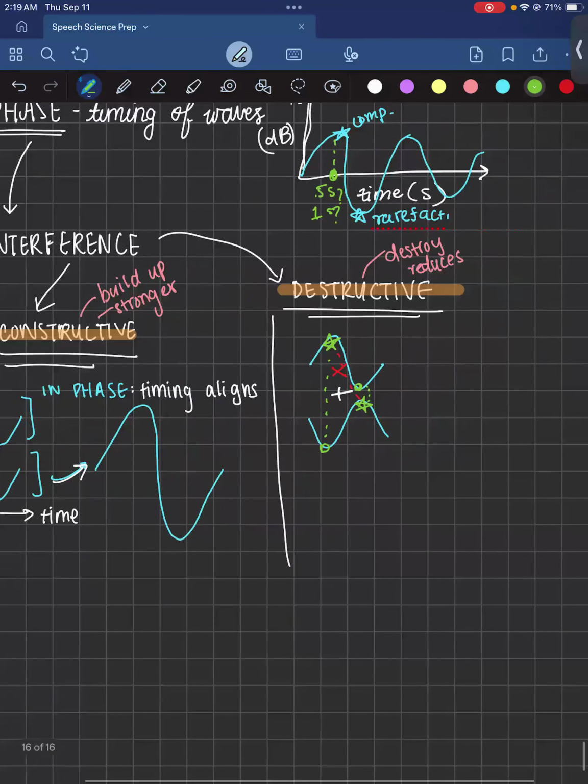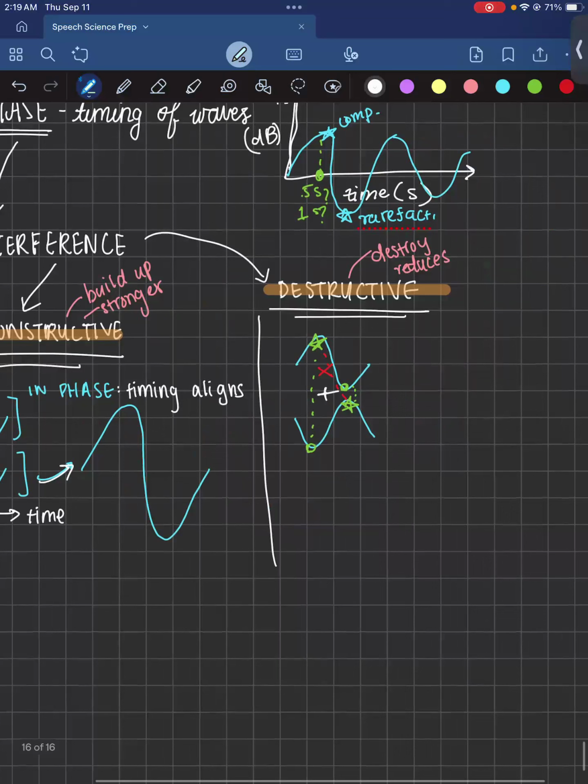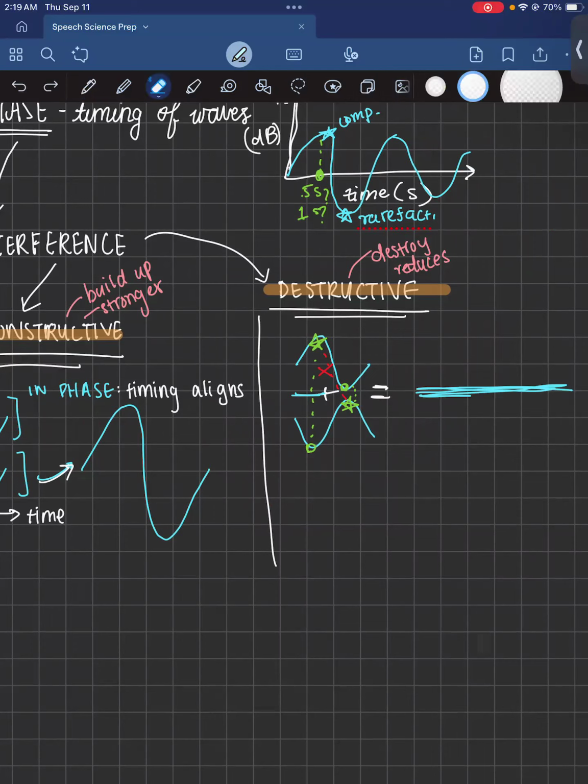So basically, what happens is that they cancel out, and the resulting wave is going to be negated. There's one compression, there's one rarefaction. So if you take the average of that, you're just going to get zero, like the wave is at rest. So these waves cancel out. And so that is what we call destructive interference, is when these waves are, I would say, out of phase rather than in phase. So the timing is not aligning.